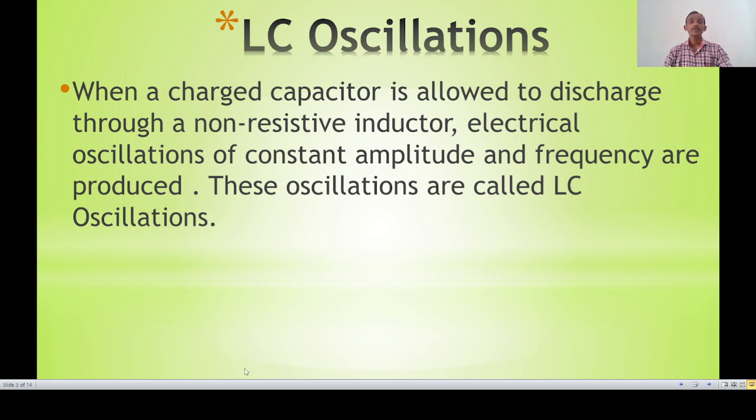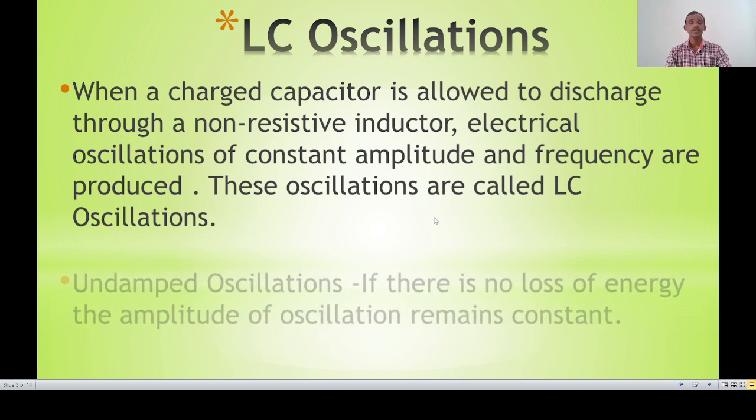Now, from this we conclude that when a charged capacitor is allowed to discharge through a non-resistive inductor, electrical oscillations of constant amplitude and frequency are produced. These oscillations are called LC oscillations. That means when there is discharging, electrical energy is converted into magnetic energy. While charging through an inductor, the magnetic energy is converted into electrical energy. That means energy is oscillating from electric to magnetic and magnetic to electric. These oscillations are called an LC oscillator.